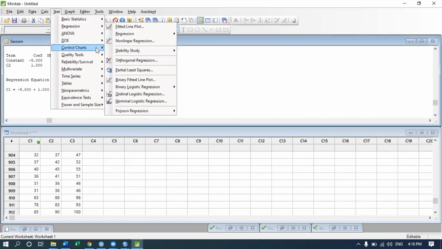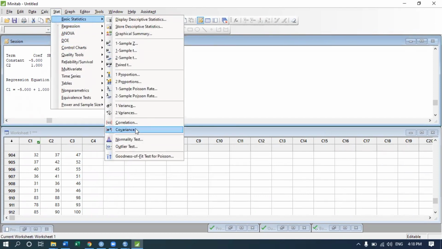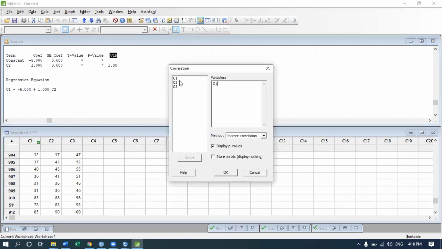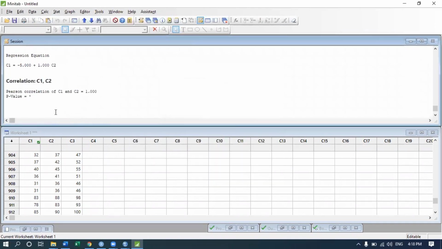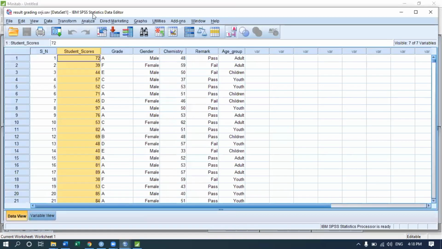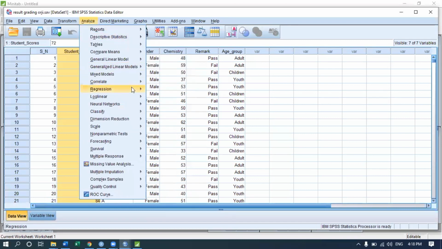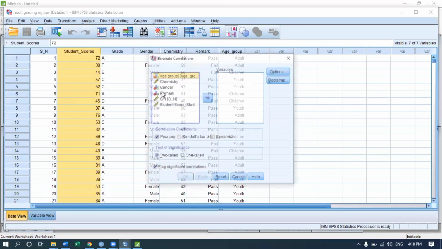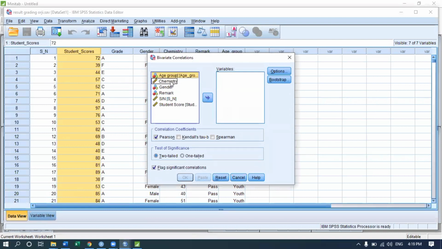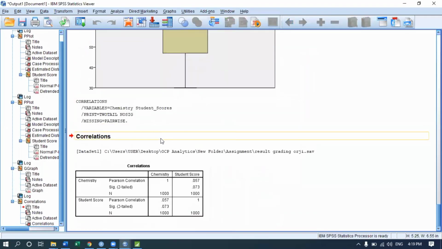Another way to test for it is using correlation coefficient. So I can do it for two of them. Look at the correlation coefficient. This is how to do it in SPSS. You test using correlation coefficient. Look at the correlation coefficient here, it is low. So it shows that there's no multicollinearity.